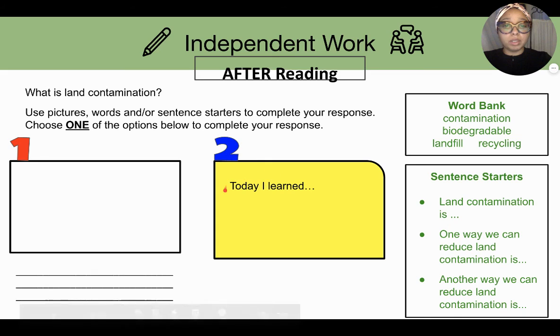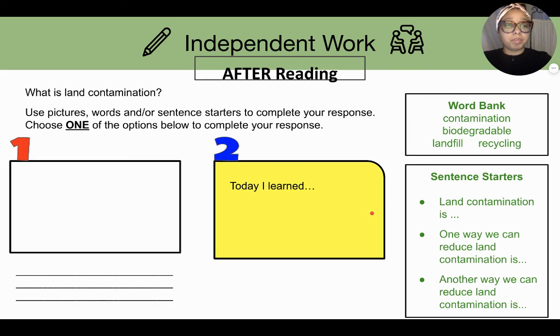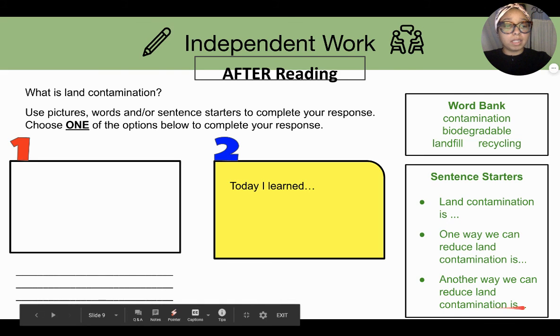If you are using option 2, you're going to start your answer with "Today I learned," and you can use any of these sentence starters to start your answer. Remember to use words from the word bank in your answer. The word bank is contamination, biodegradable, landfill, and recycling. You can also start your answers using these sentence starters. Land contamination is. One way we can reduce land contamination is. Or another way we can reduce land contamination is. You can pause the video at any time to complete your independent work.